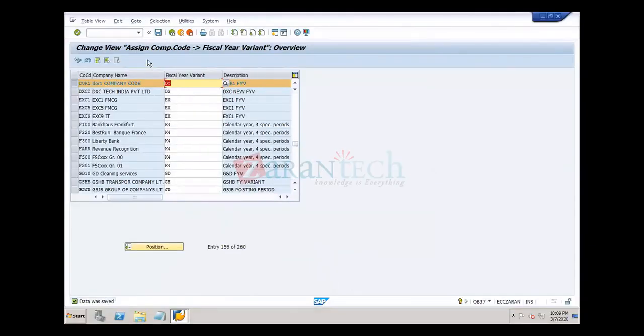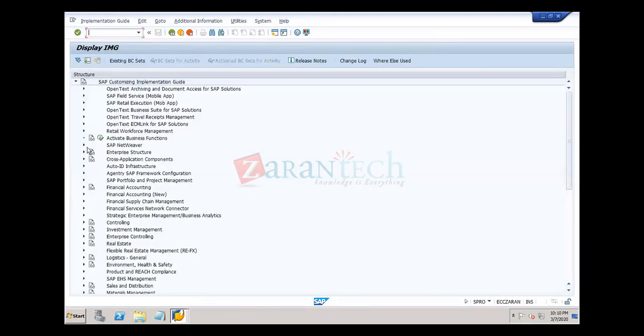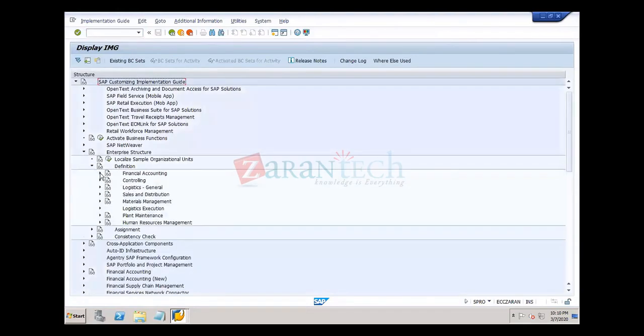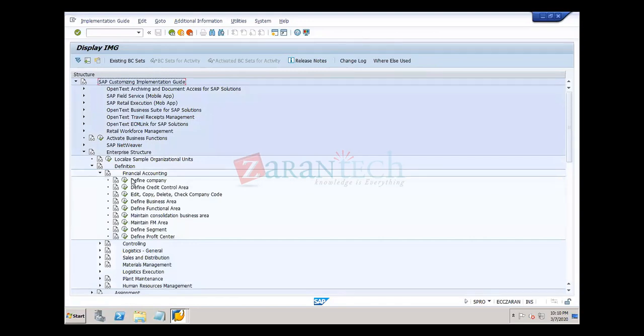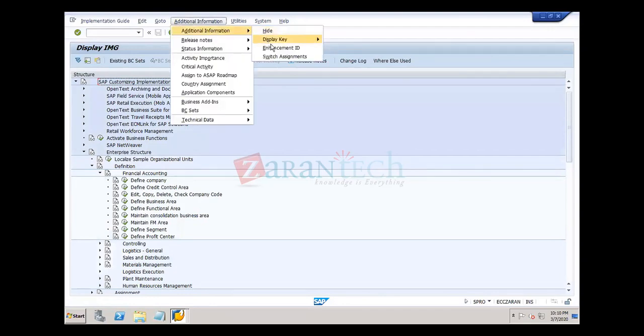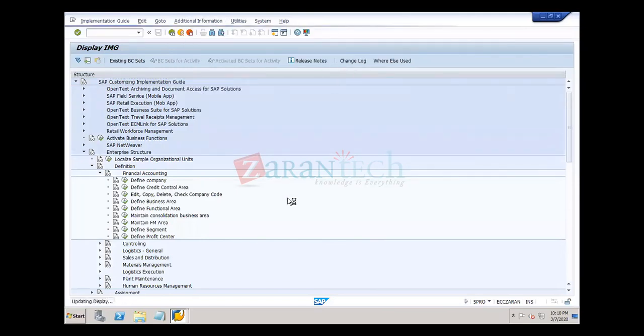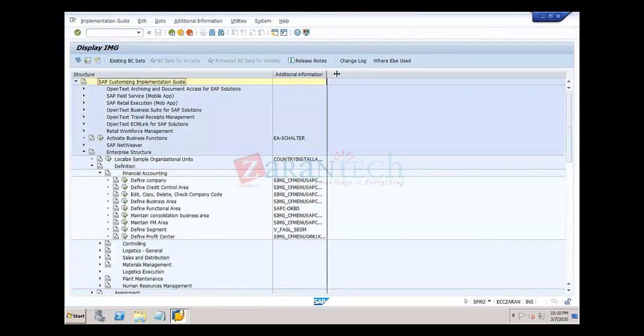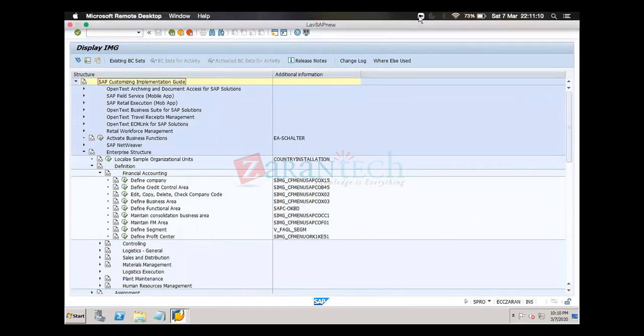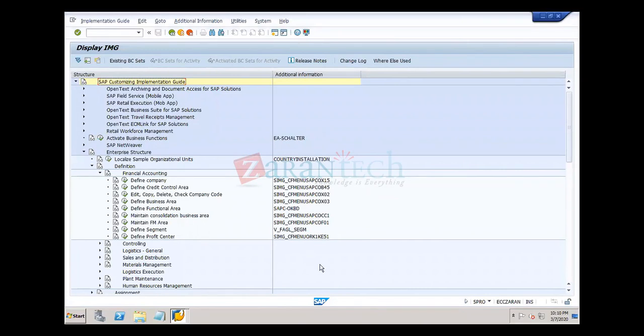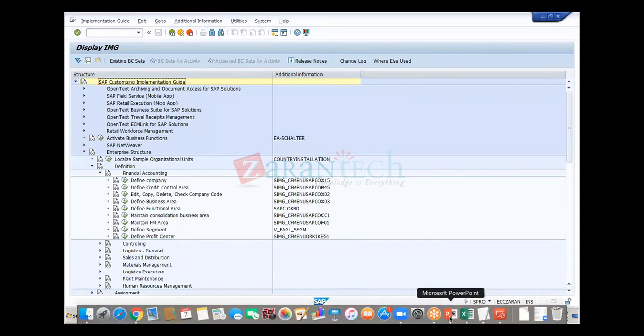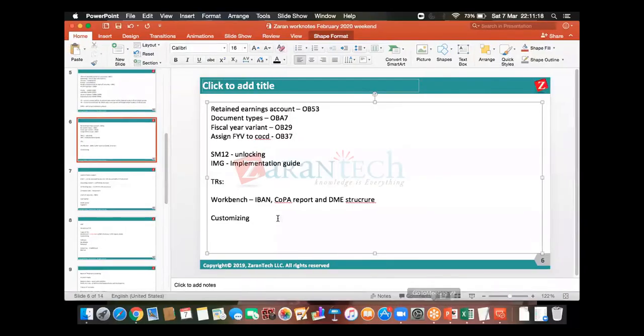How do you know that a particular transaction code is there? Let me show you. SPRO, IMG. Suppose I'm in enterprise structure. For these transactions I would want to know the transaction codes. Additional information, display key, and maintenance object. So this is what I'm getting on the screen. The last 4 characters will form the transaction code. I think I've told this in one of the previous sessions.